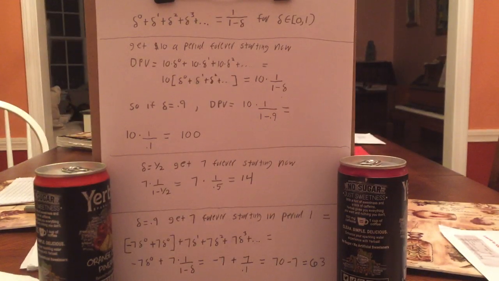Hello again. So we're now going to talk about discounting when you get an infinite number of terms. So discounting when you get something forever. So you get $10 forever. What's the discounted present value of that?